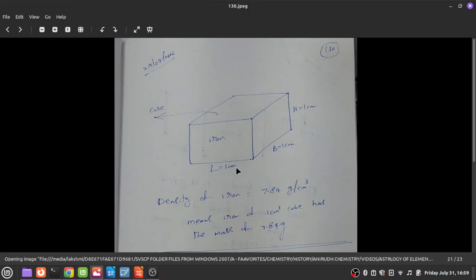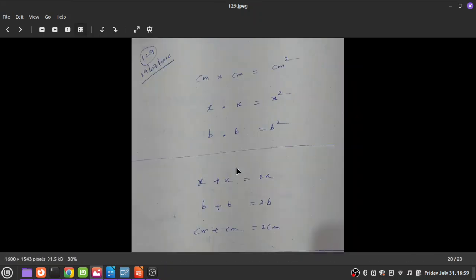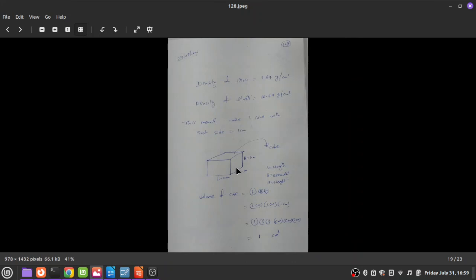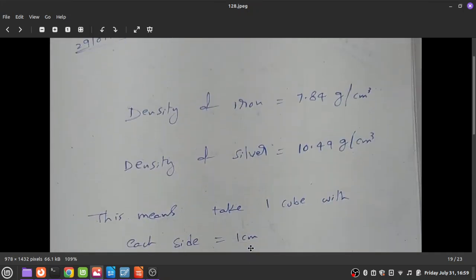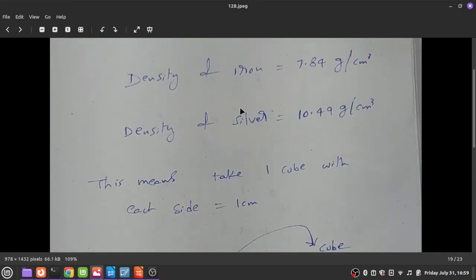So let us see. Before that, there are some slides. Okay, this is the slide you want to see. Density of iron and density of silver are shown. 7.84 grams per centimeter cube. See, for solids, volume is measured in terms of centimeters. For liquids, volume is measured in terms of liters.